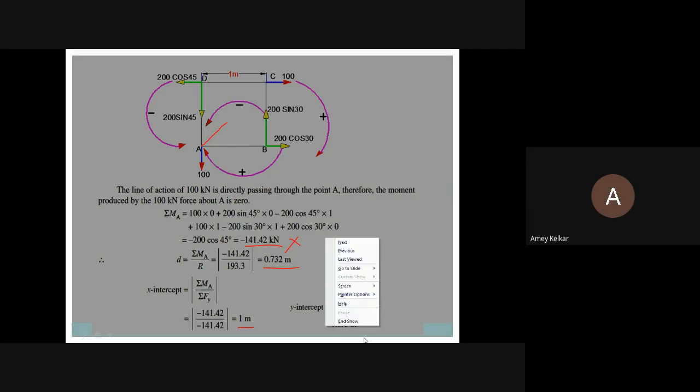And the y-intercept we find out to be 1.03 meters. So this is the modulus, so we are not taking the sign into consideration. We are not much bothered about the sign. So this is how we get the x-intercept and y-intercept. Generally the example ends here when we get the values of x-intercept and y-intercept. This moment is quite difficult.